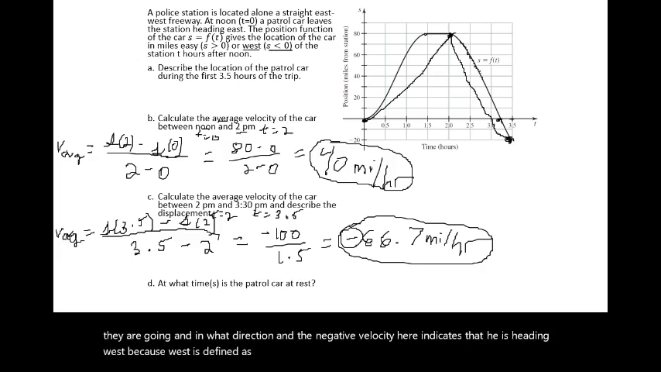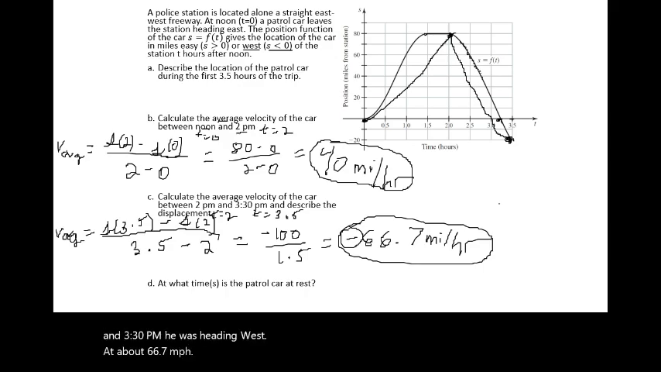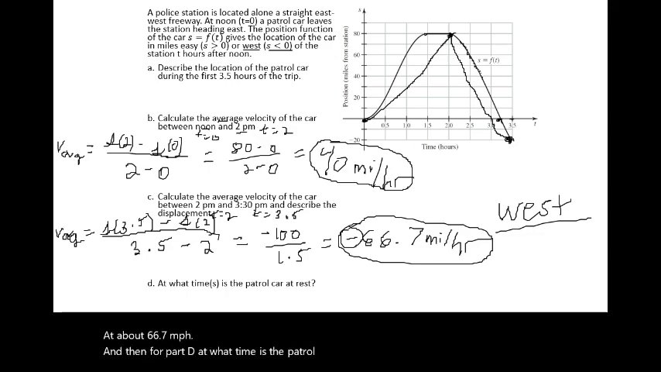So this means that on average, between 2 and 3:30 p.m., he was heading west at about 66.7 miles per hour. And then for part D, at what time is the patrol car at rest? It looks like between around 1:15 and 2.